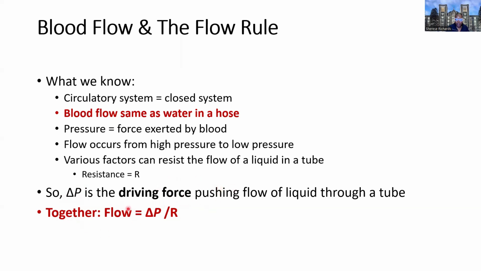And then together, flow, we can call this bulk flow, the overall driving force or movement of blood, is equal to the pressure gradient divided by any resistance that's encountered. So this is a law, or an equation or rule, that we want to remember and make note of in terms of the relationship between flow, pressure gradient, and resistance, okay?